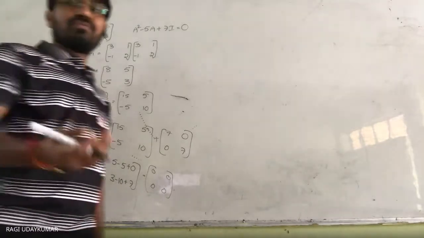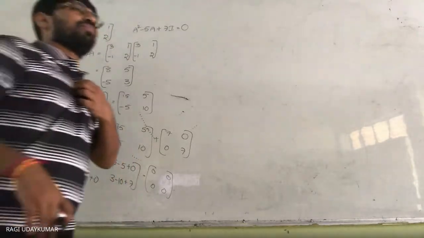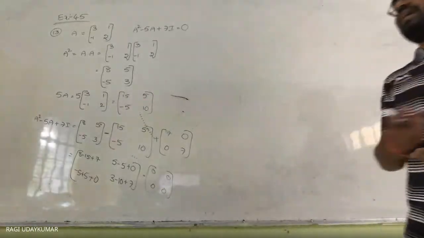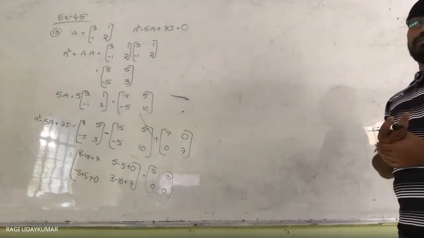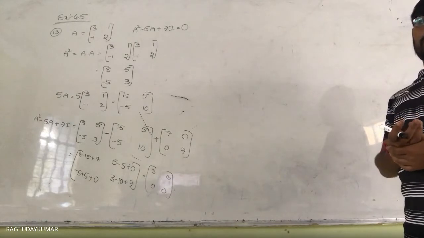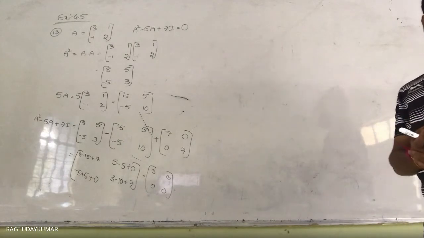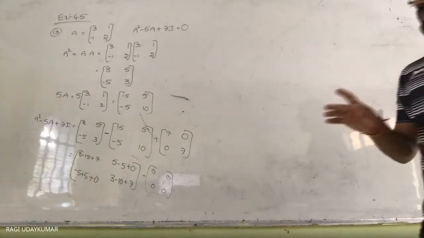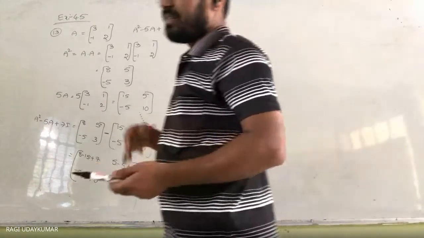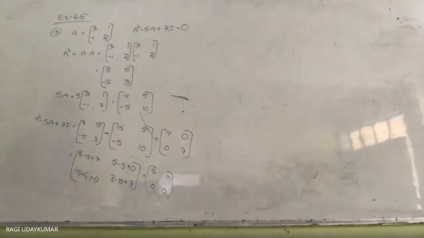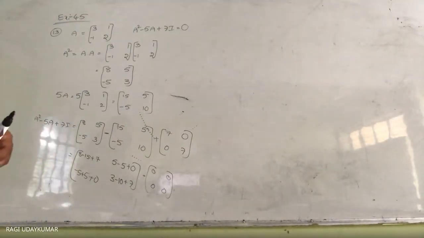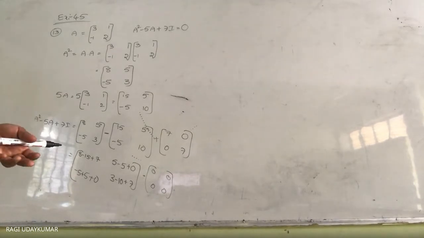Now, hence find A inverse is the question. With the help of that, you need to find out A inverse. How do we find out the A inverse with the help of that? Can anyone tell? Normally A inverse you can find out, but why is the question asked to you with the help of this? How do you find out? That is important here.